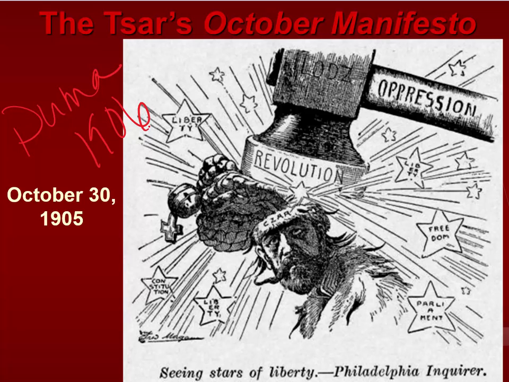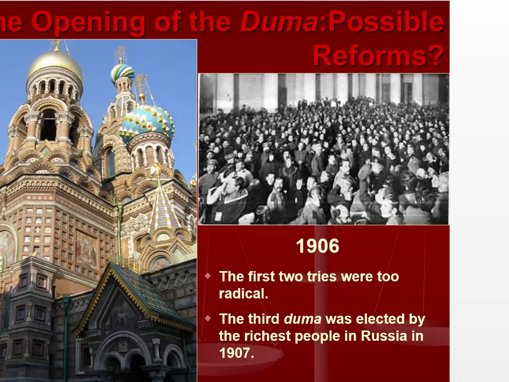Now, a radical group was elected. And the Tsar was like, well, no, this isn't happening. So he dissolved the Duma, called for elections again. Again, too radical. The Tsar didn't like the people who got elected. Dissolved it again. And finally, the Third Duma, the Tsar felt he could work with.